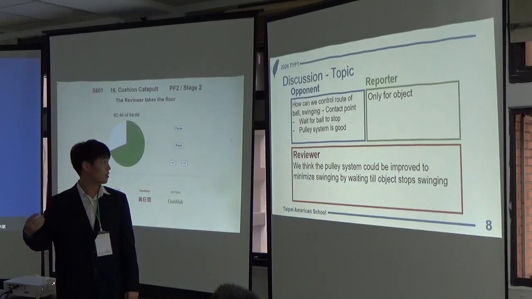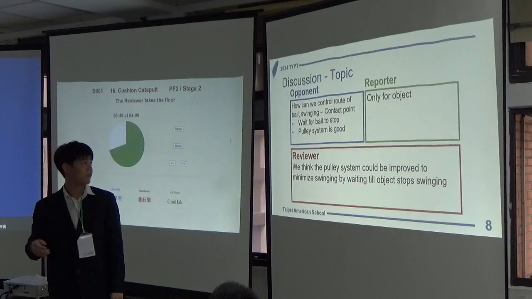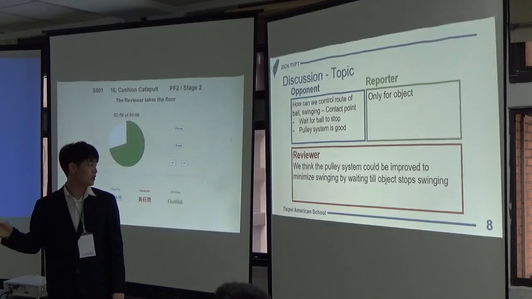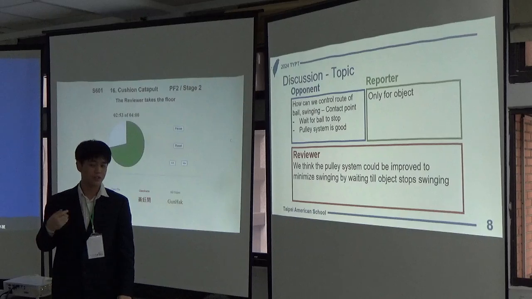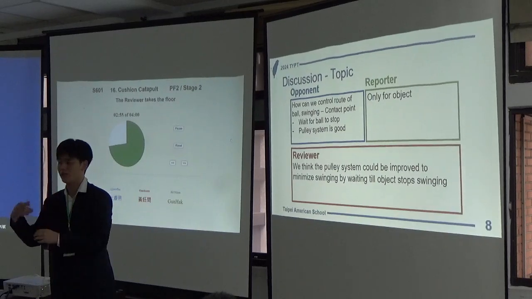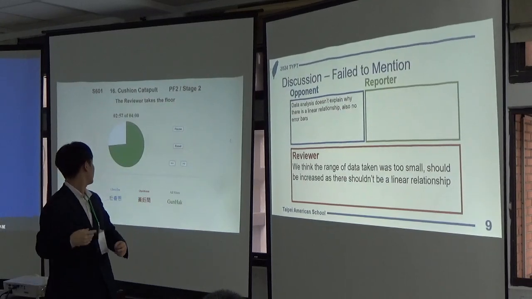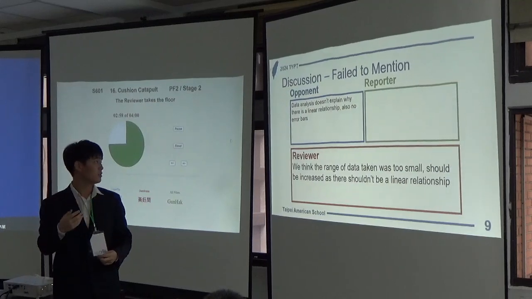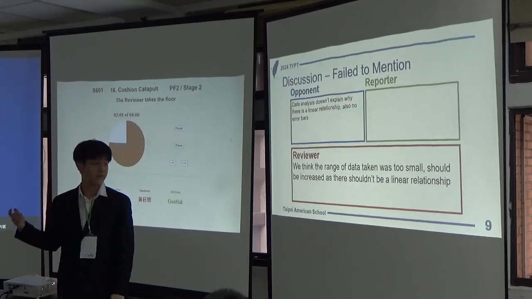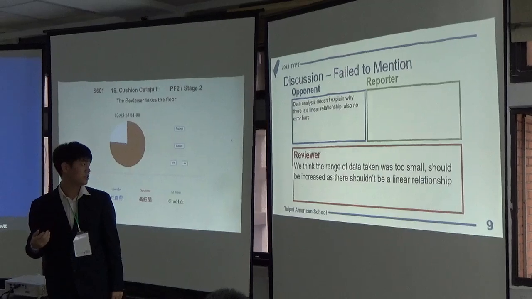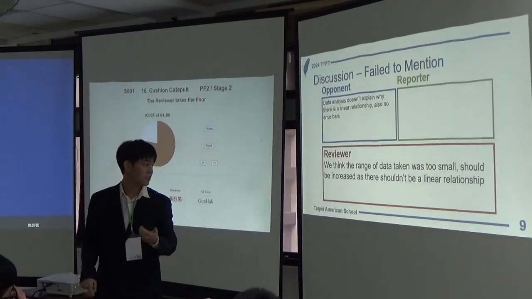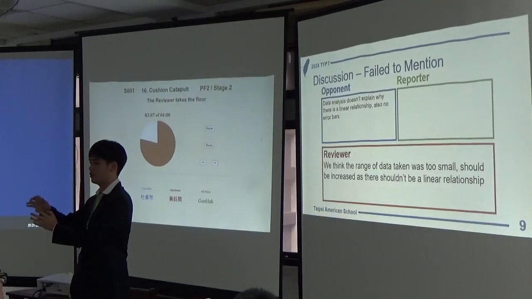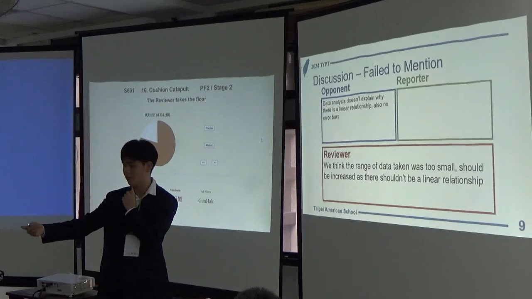And the next one is, how can we control the drop? The reporter said we can do it for only the object, and we think the pulley system would be good to use, but the swinging will affect the results. And next, the data analysis doesn't explain why there is a linear relationship. The reporter didn't mention anything about that, and what we think is that the range of data was too small and should be increased, and eventually it wouldn't last as a linear relationship.